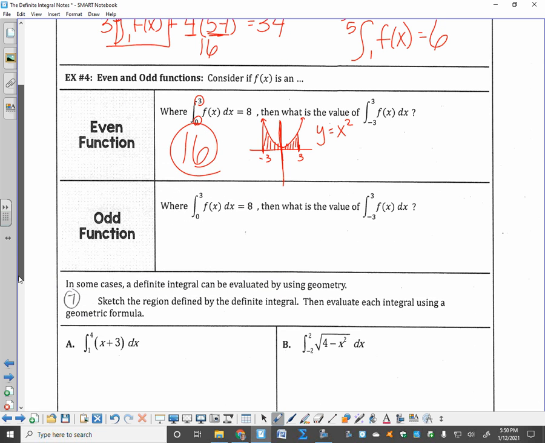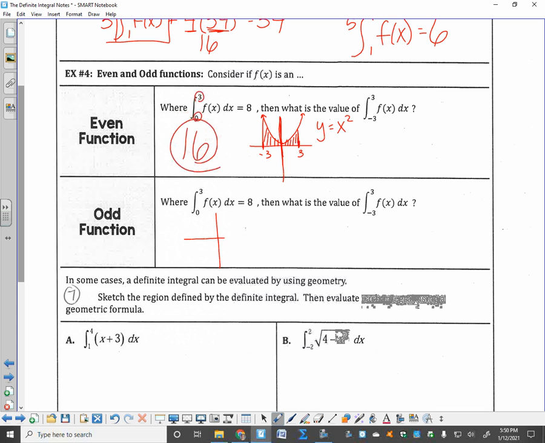If it's an odd function, and my favorite odd function is y equals x cubed, which does that, but a little bit better than I drew it. All right, so from 0 to 3, if that area is an 8, then from -3 to 0 should be the same amount of area, but it should be negative. So the total area should be a 0.